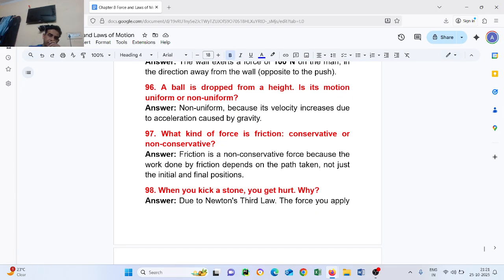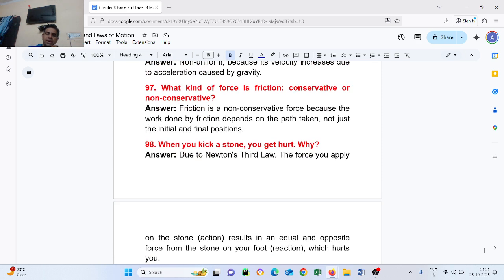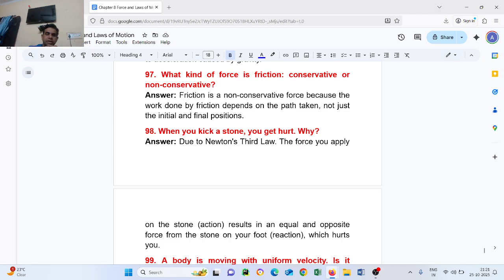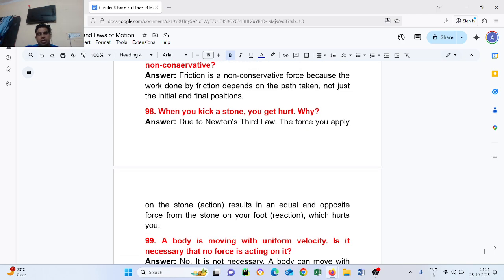Question number 98. When you kick a stone, you get hurt. Why? Due to Newton's third law, the force you apply on the stone (action) results in an equal and opposite force from the stone on your foot (reaction), which hurts you.